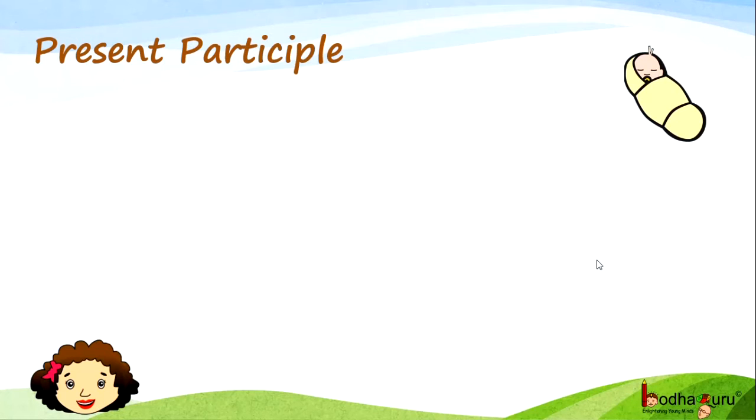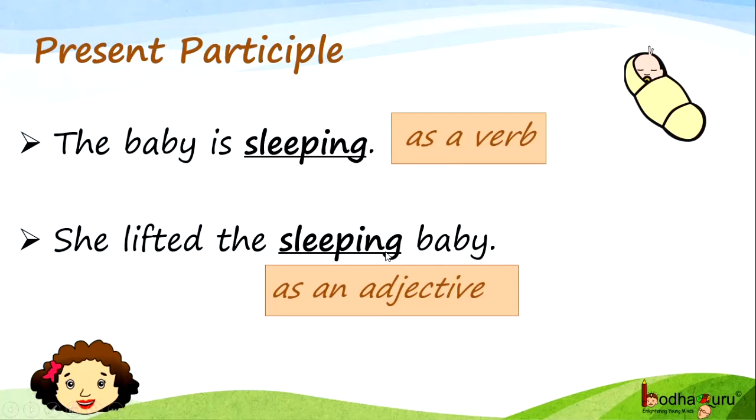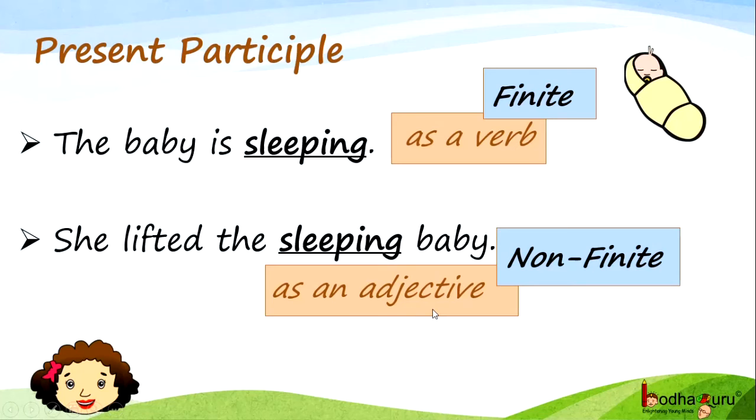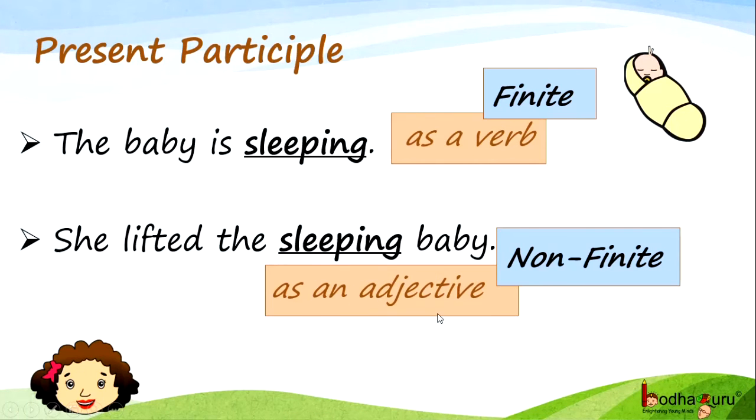So what about present participle? As we saw in the two examples, the baby is sleeping. When the ing form of the verb acts as a verb, it is a present participle. Also, when the ing form of the verb acts as an adjective, it is also a present participle. But the difference here is in the first case, when it is acting as a verb, it is a finite verb. And when it is acting as an adjective, it is a non-finite verb. So remember, when a present participle acts as an adjective, it is a non-finite verb.